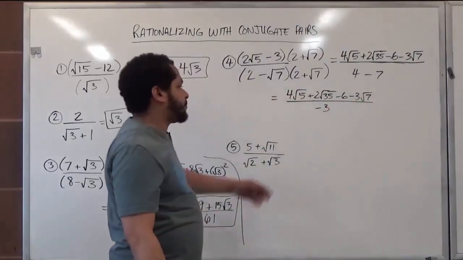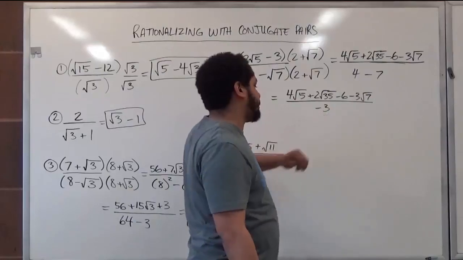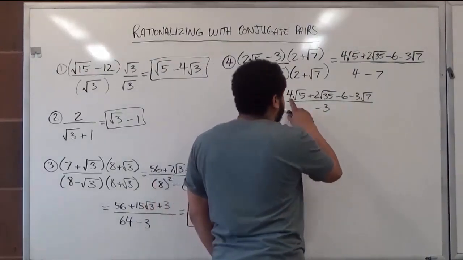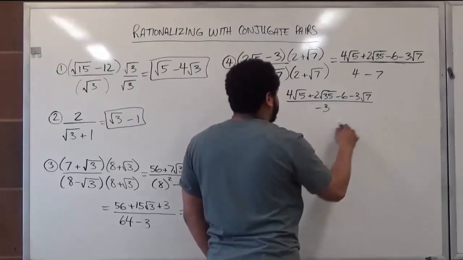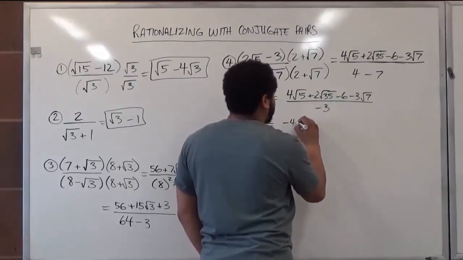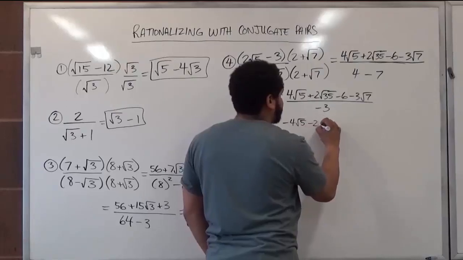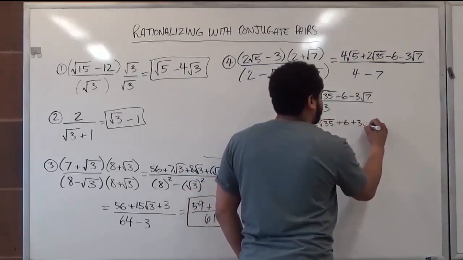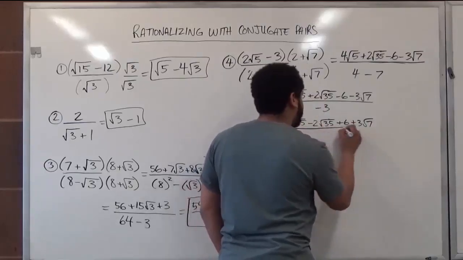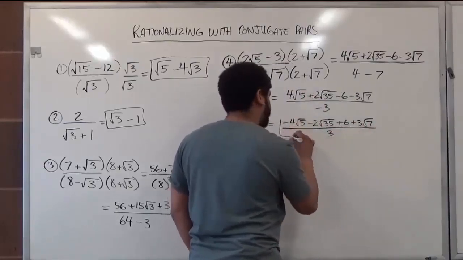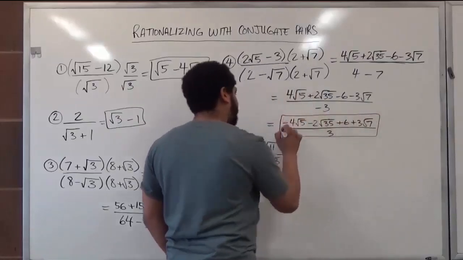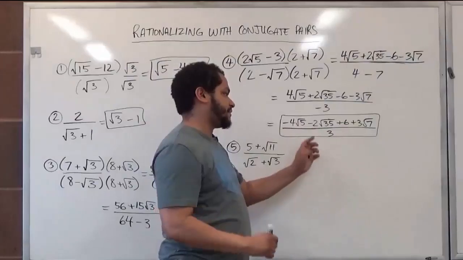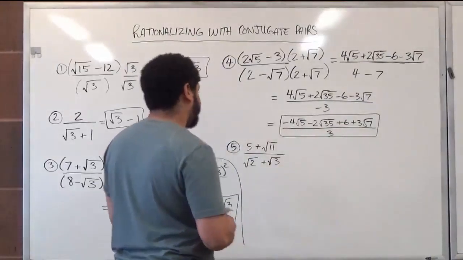And as the final step, we could change the sign of every term, so we could be dividing with a positive term because the negative is always associated with our numerators. So we're just going to change the signs of all the numbers up top. So we have negative 4 radical 5, negative 2 radical 35, positive 6, positive 3 radical 7's, all over 3. And it's always good to keep that in mind. Our numerator must always be associated with our negatives, so always get rid of them in our denominators, all right?